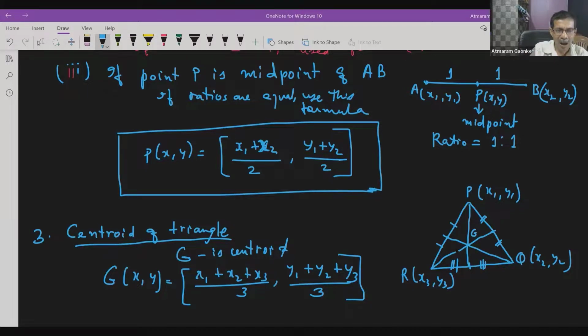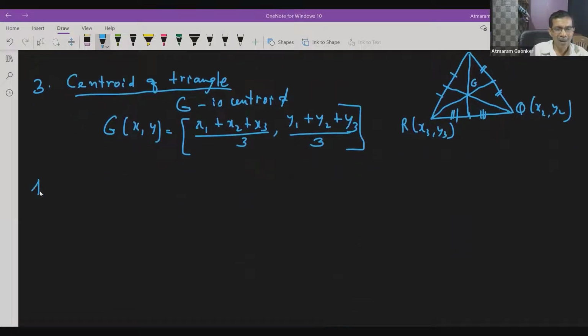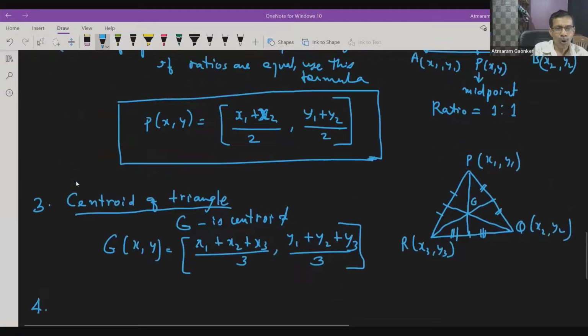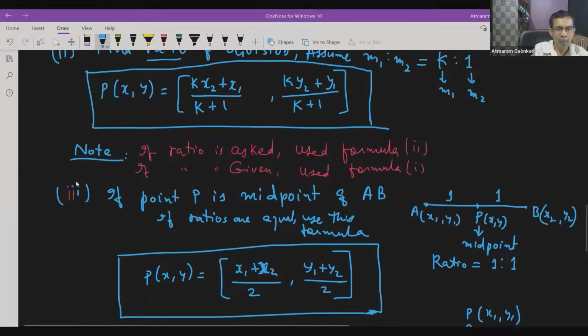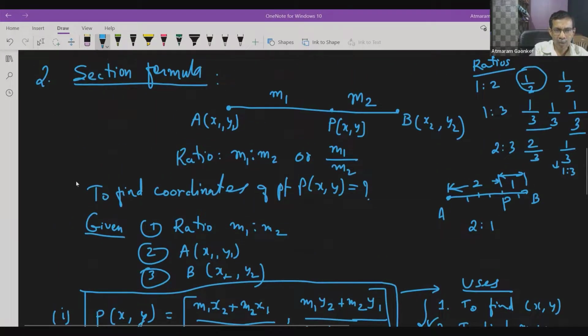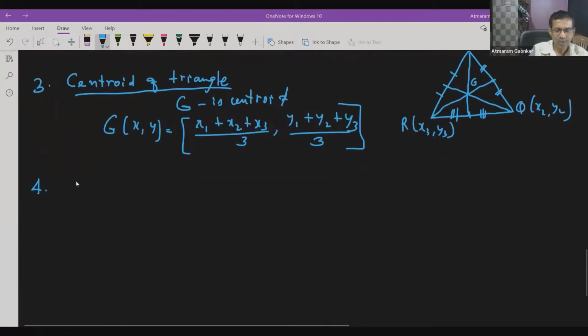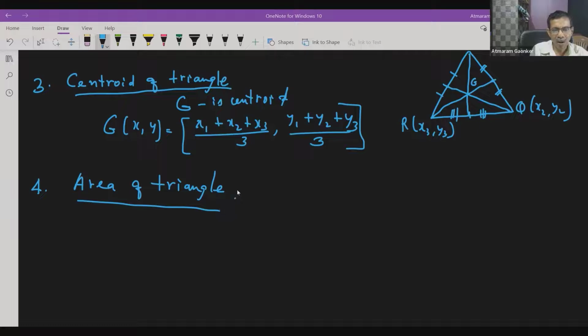And the last formula, that is the area of a triangle. The fourth part is the area of a triangle. So always remember, you will get problems based on the section formula, the distance formula, some problems on the section formula, and some problems based on the area of a triangle. So let us find out the area of triangle formula. And this is also a long formula, but I will tell you the tricks to remember this formula.